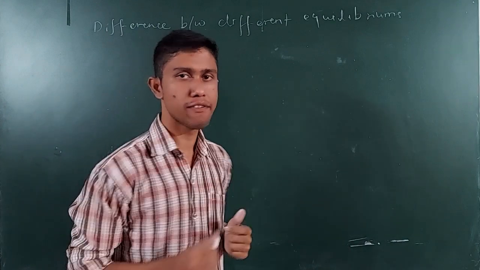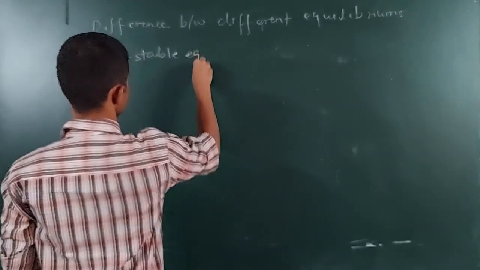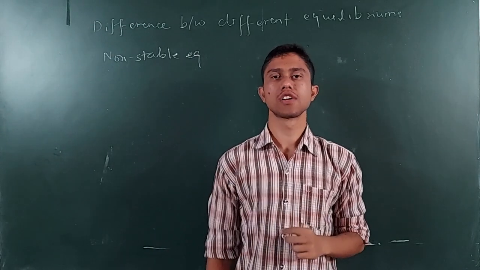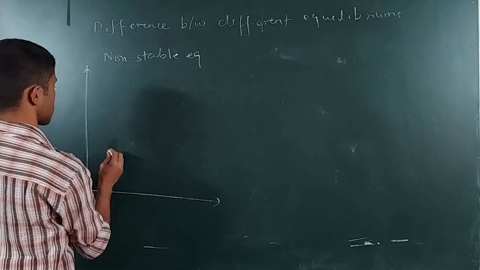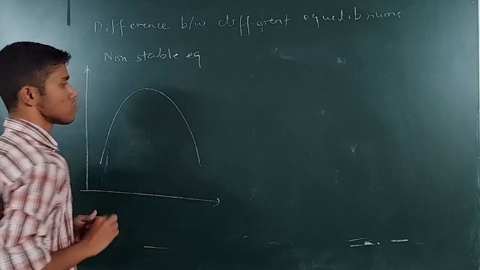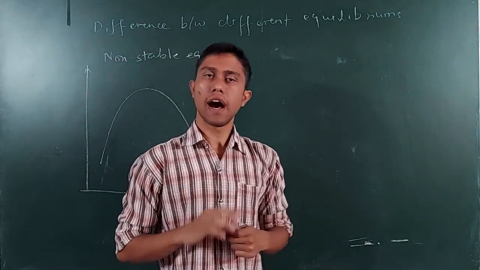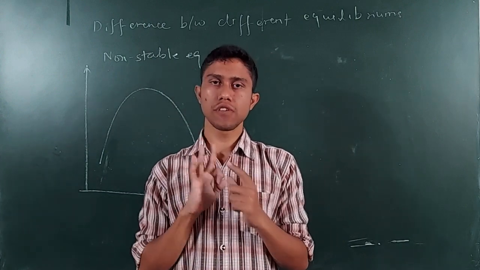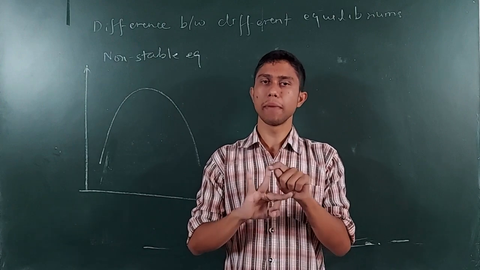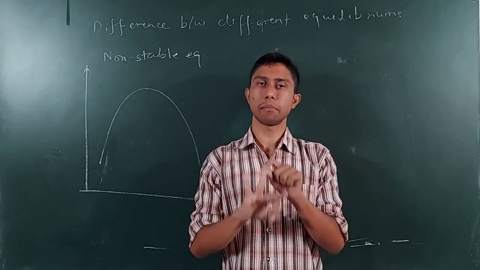So now we'll see non-stable equilibrium. I'll draw a curve of non-stable equilibrium. So this is the curve for non-stable equilibrium. Again, I'll tell you the rules. First of all, we'll draw 3 points. The first point is the middle point, which is the equilibrium point. We will give its name A.